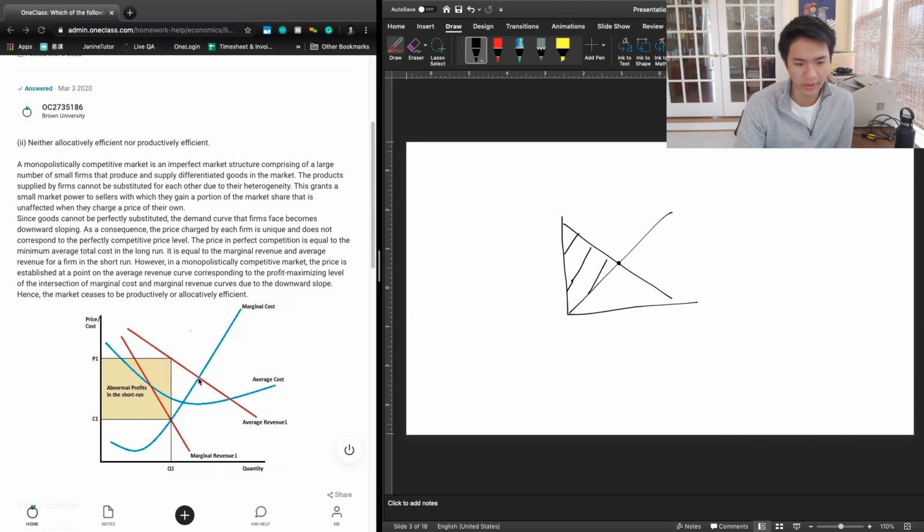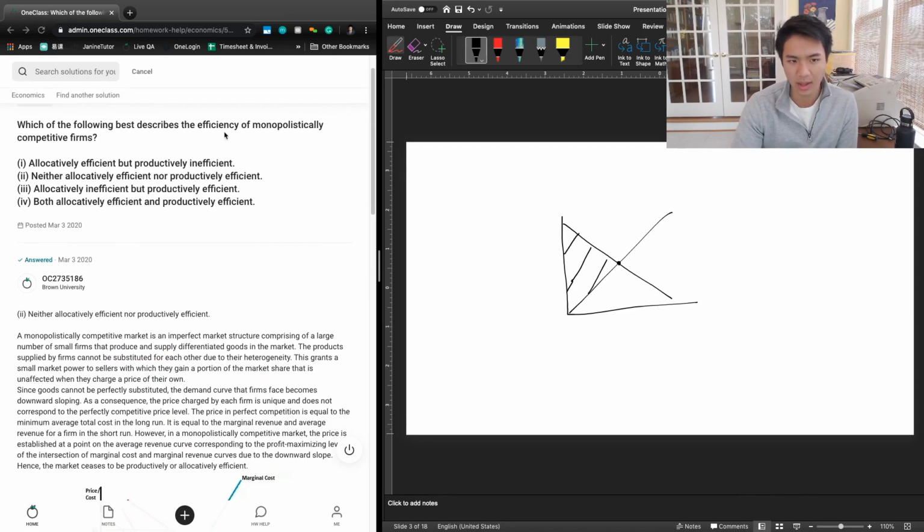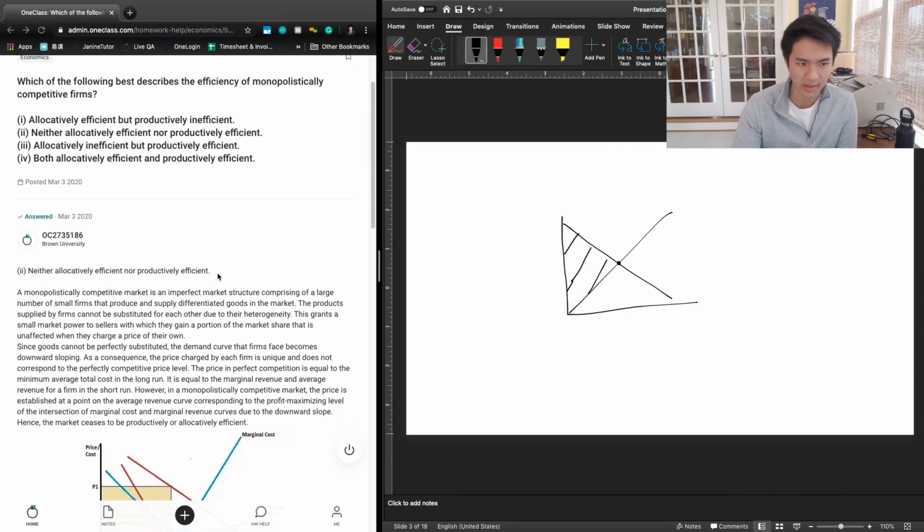But we are not at this point where average cost is minimized, and so we are at another point over here where average cost is relatively low, but is not at the minimum point. If you're producing at a point that is not at the minimum of the average cost, then you're also not producing at a productively efficient point, because the cost of production is not minimized to the maximum extent, right? And so our final answer is going to be that the effect of monopolistic competition is that firms are neither allocatively nor productively efficient. And so that's going to be the answer choice that we choose.